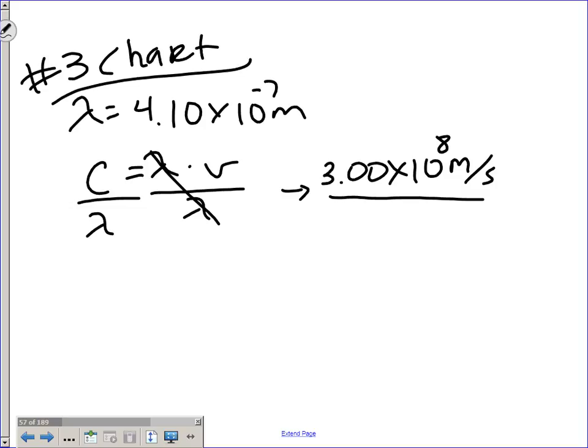So that's 4.0 or 4.10 times 10 to the negative 7th meters. Automatically, what units should cancel?